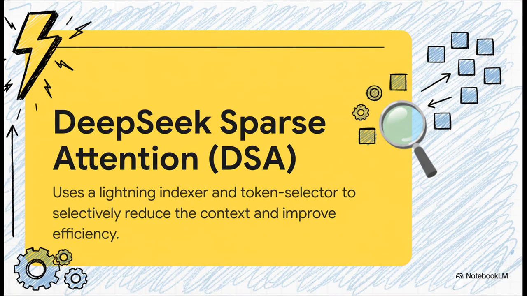Now, DeepSeek's secret sauce for this is called DeepSeek Sparse Attention, or DSA. You can think of it as this dynamic duo. It has a lightning indexer that instantly figures out which parts of the past conversation are important, and a token selector that grabs only those key parts for the model to actually focus on.